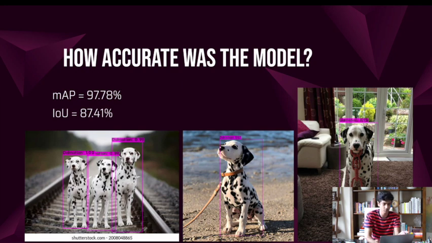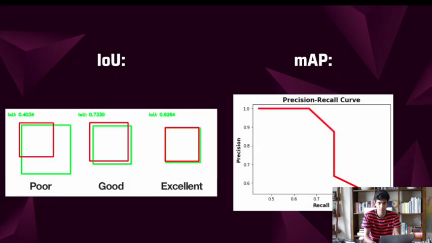And if you see these metrics on the side, mAP and IOU, the mAP is 97.78% and IOU is 87.41%. These are pretty high. And as a refresher, if you don't know what this means, IOU is intersection over union, which basically measures the percent overlap of the model's boundary box and my boundary box. You can see examples of how the more they overlap, the higher the IOU, which means the better your model is in accuracy. And mAP, or mean average precision, is a little bit more complicated.